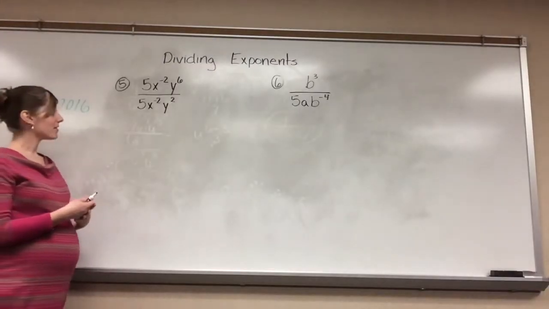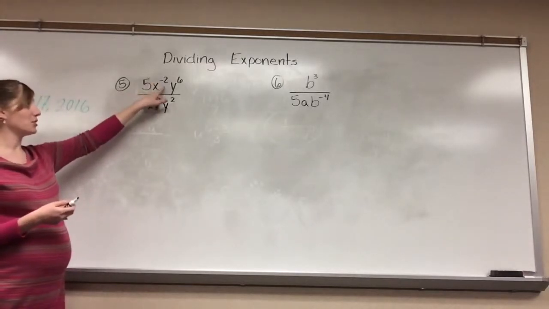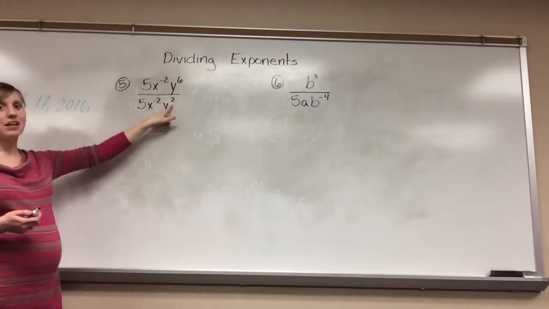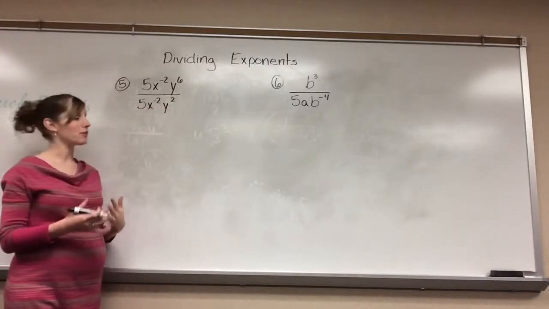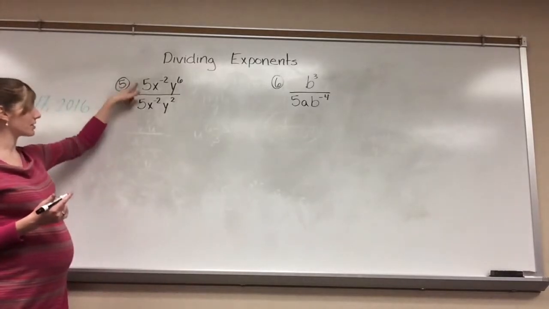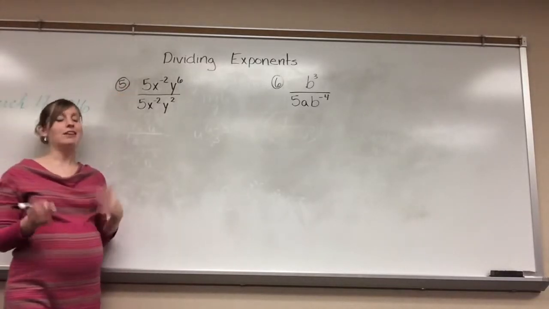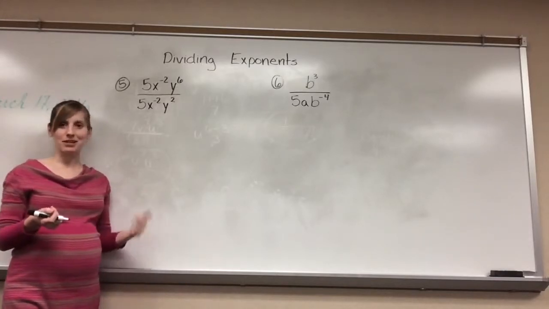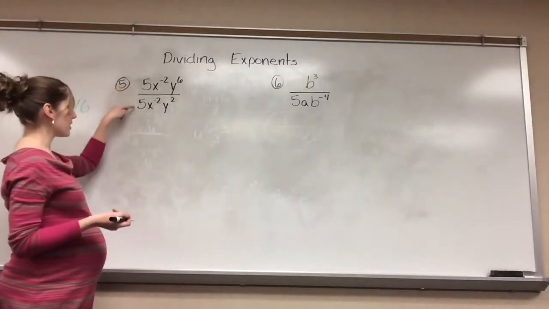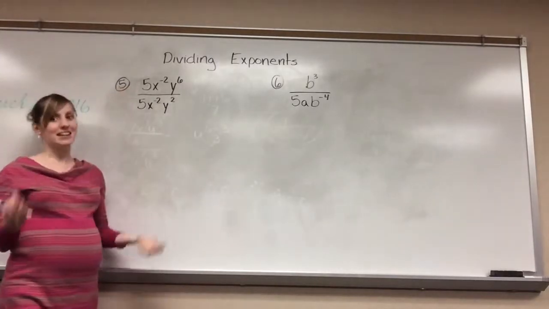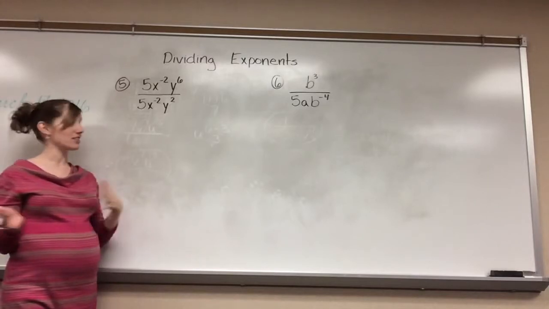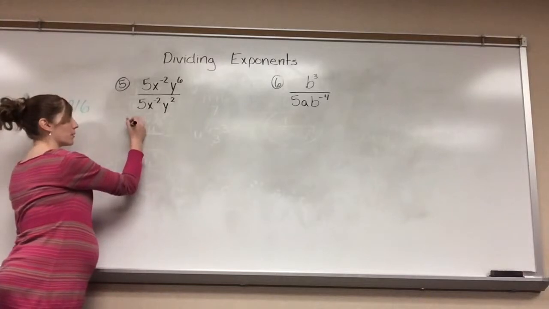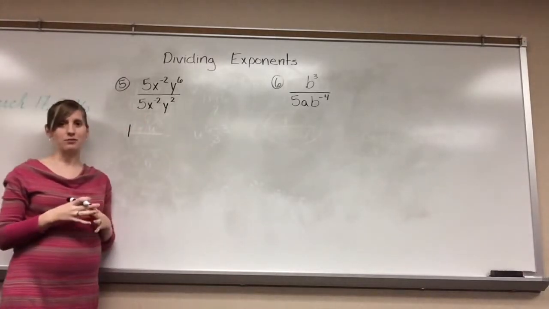For problem number 5, we have 5x to the negative 2, y to the 6th over 5x to the negative 2, y to the 2nd. So remember, this is a division problem. So the first thing that we want to do is look at our front numbers and figure out if we can divide them. If we can't divide them, we'll simplify them like a fraction, and if we can't simplify the fraction, we keep it the same. So looking at my two front numbers, 5 divided by 5, I can obviously divide those two, so that's going to make it a lot easier. 5 divided by 5 is just 1, so I'm going to go ahead and put 1 for my division part.